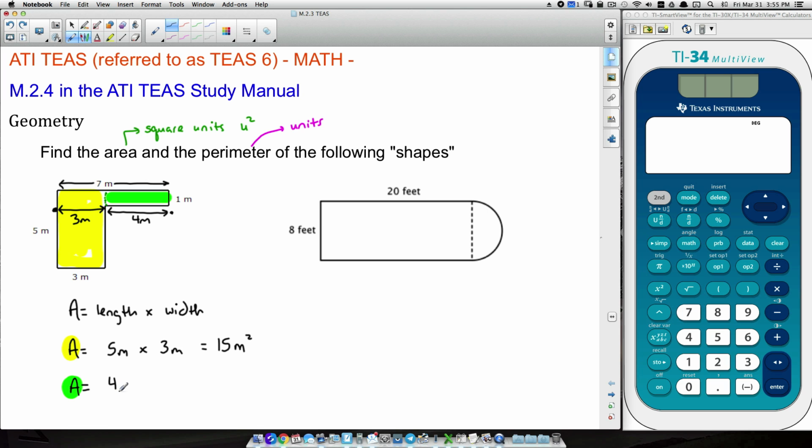So let's take our length of 4 meters times our width of 1 meter. Again, it does not matter which one you call which, and if we multiply those, we get 4 meters squared. Our total area is going to be the sum, so we have 19 square meters.